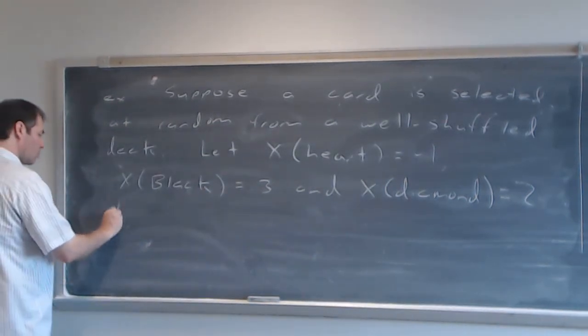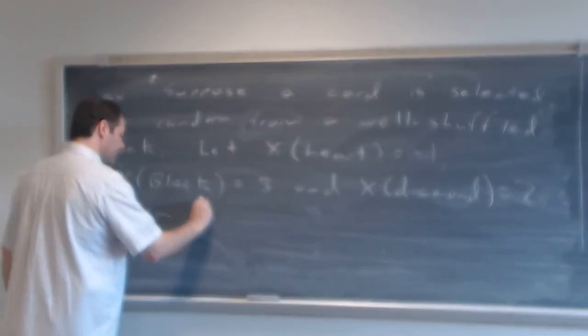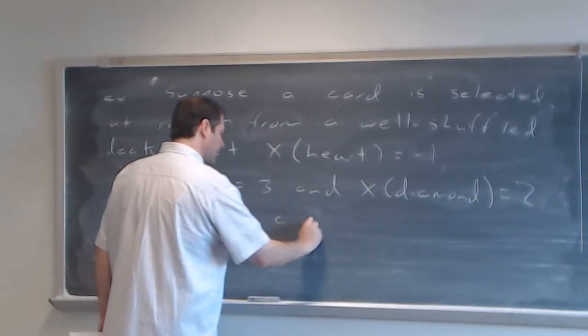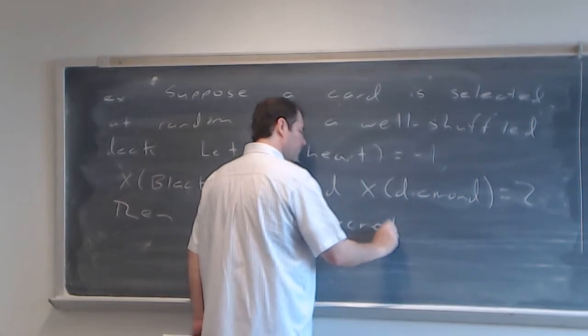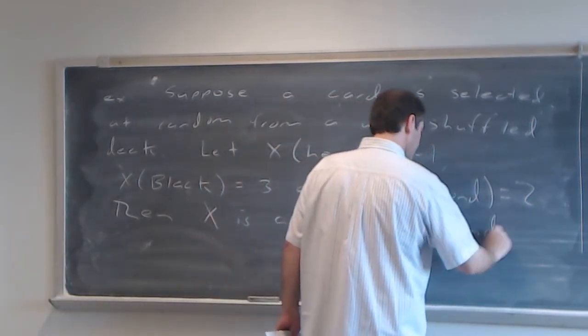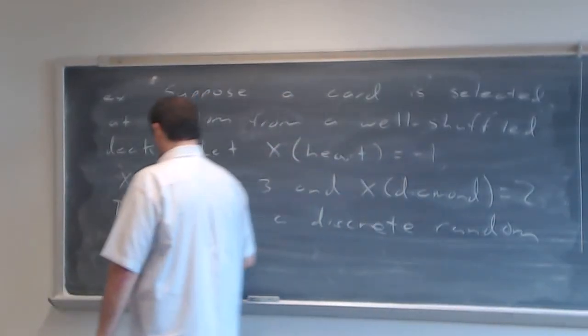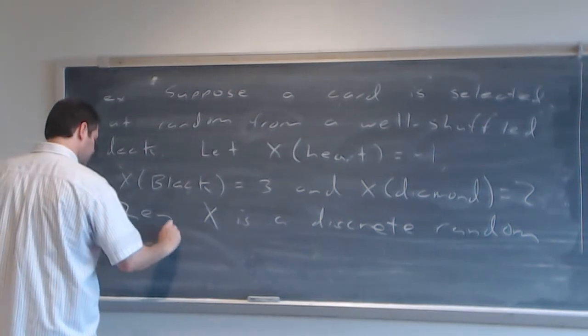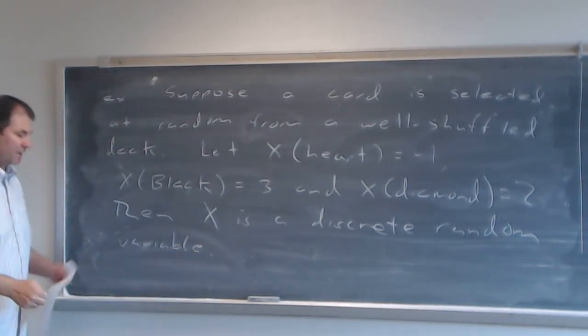Then we can note that X is a discrete random variable. Only 3 output values, so it's a discrete random variable. We're going to be using this.